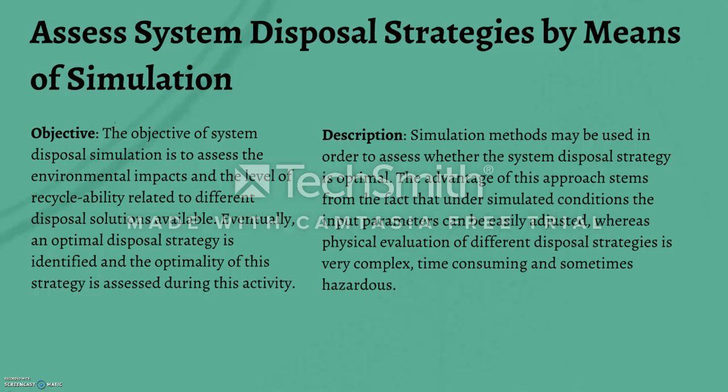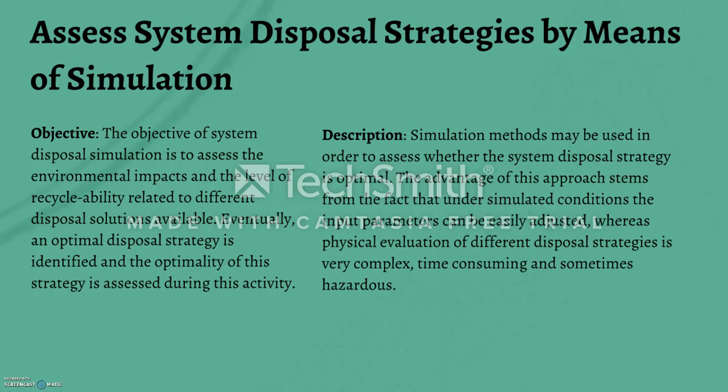Another activity is the assessment of the system disposal strategies by means of simulation. The objective of system disposal simulation is to assess the environmental effects and the level of recyclability associated to different disposal solutions available. Eventually, an optimal disposal strategy is identified, and the optimality of this strategy is assessed during this activity. Simulation approaches may be used in order to measure whether it's the best system disposal strategy.